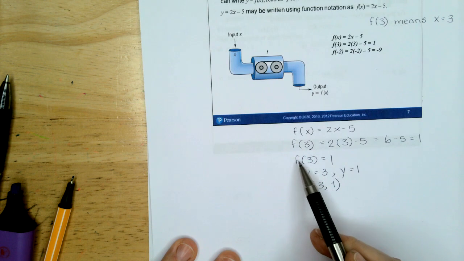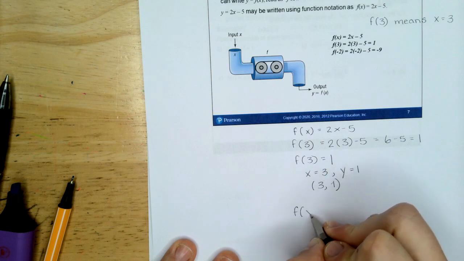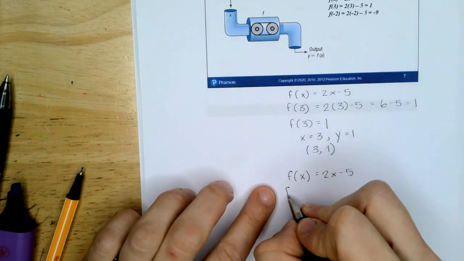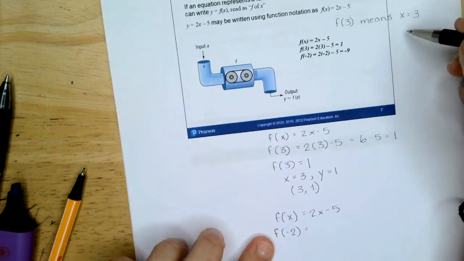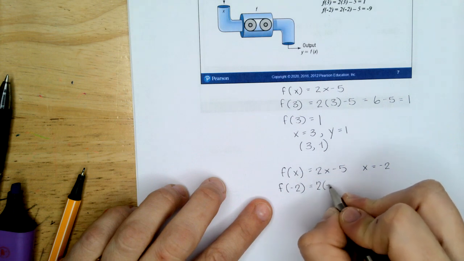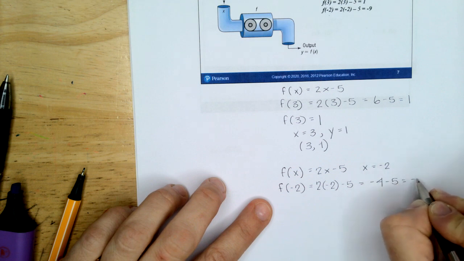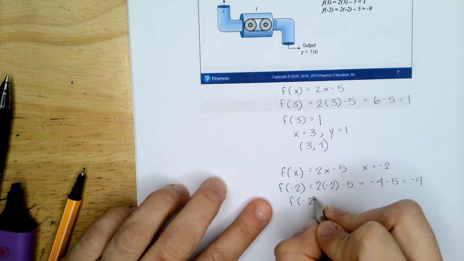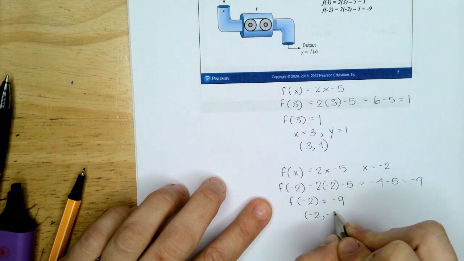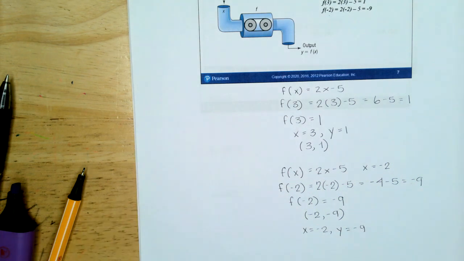So when you see f of 3 equals 1, that means your x is equal to 3, your y is equal to 1. Same equation, f of x equals 2x minus 5, but now they're saying, what is f of negative 2? f of negative 2 means I'm going to replace x with negative 2. 2 times negative 2 minus 5. 2 times negative 2 is negative 4, minus 5, negative 9. So f of negative 2 is equal to negative 9. It's the point negative 2, negative 9, because when x equals negative 2, y equals negative 9, right?